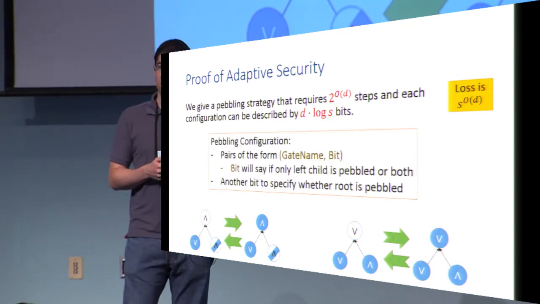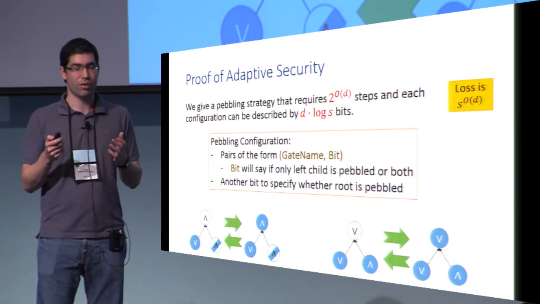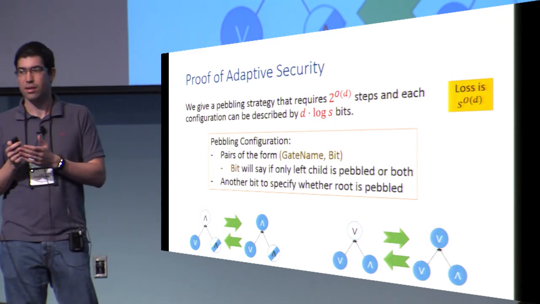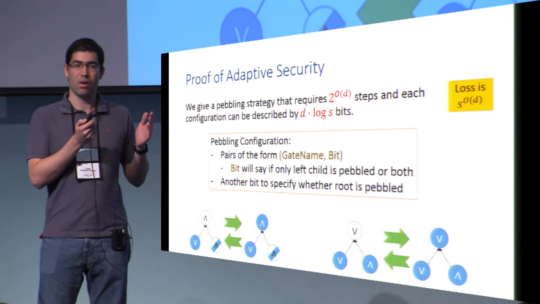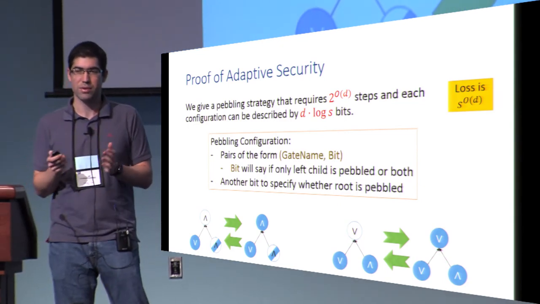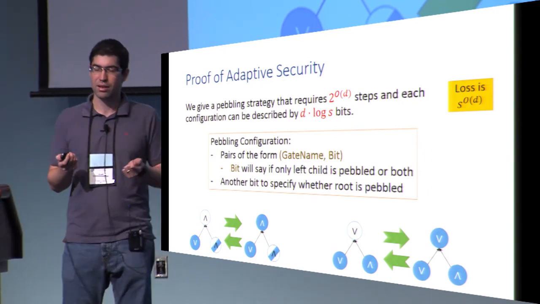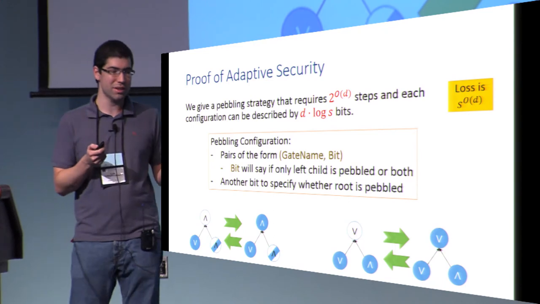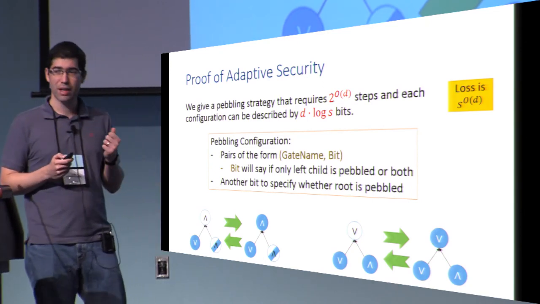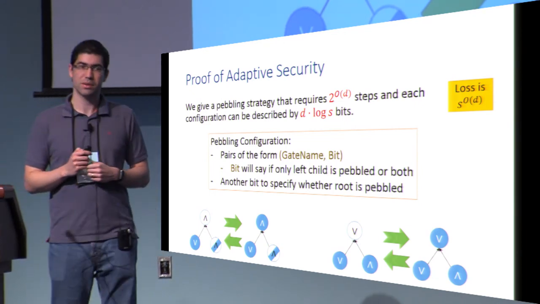So the configuration will consist of two things. It will consist of a sequence of pairs of the form: a label of a gate, like a name of a gate, and a bit. This bit will just represent whether only the left subtree is pebbled or the right subtree is pebbled, or both of them. So if none of the input wires of a gate is pebbled, we will just not write it. If only the left one is pebbled, we will write a 0 in the bit. If both of them are pebbled, we will write a 1 corresponding to the gate name. And we'll have another bit just to specify if the root gate is pebbled or not. So this is the configuration.